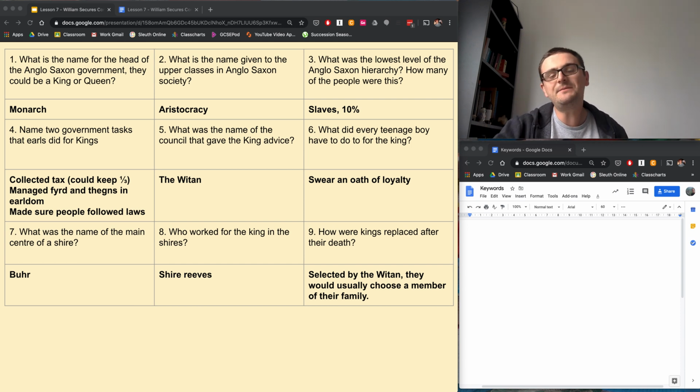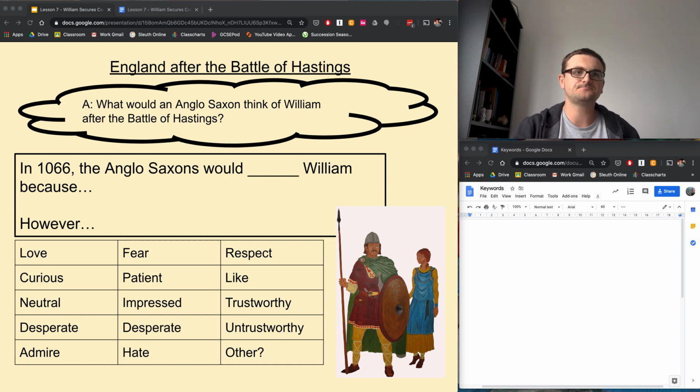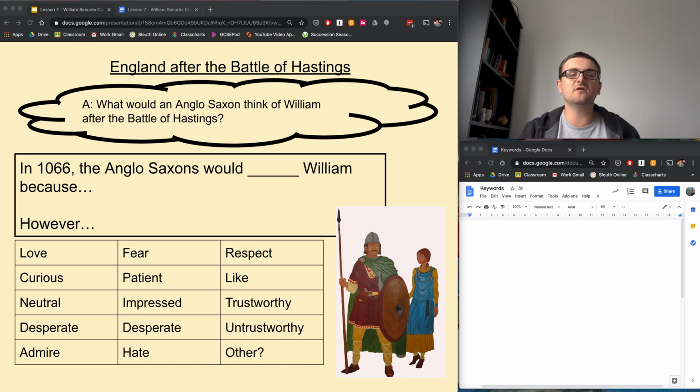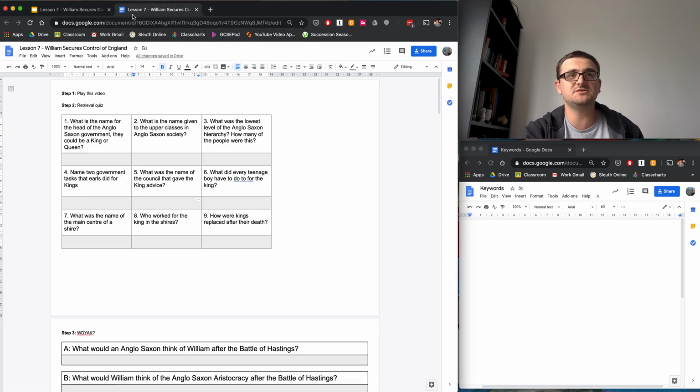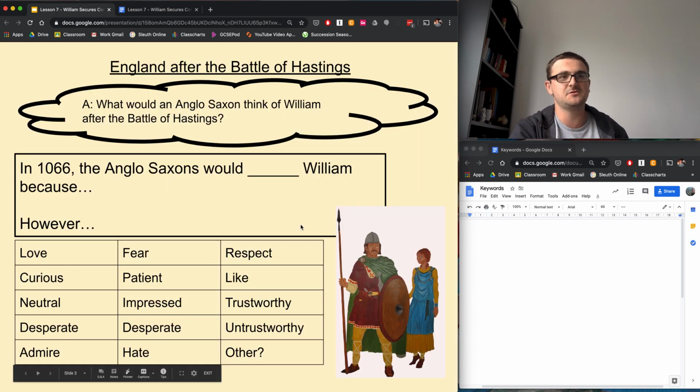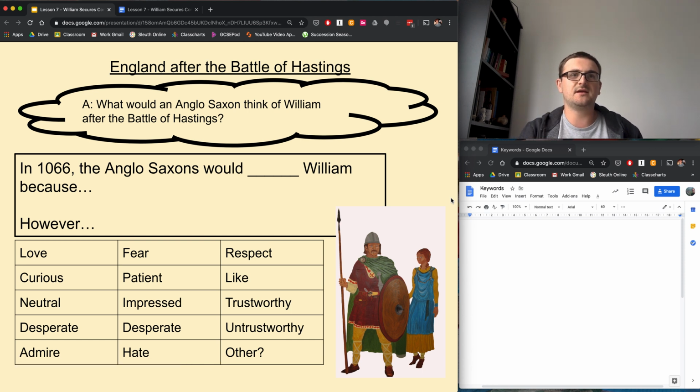Okay, now before we jump into today's lesson, I've got a couple of questions that I want to ask you first. The first one is this. Question A. What would an Anglo-Saxon think of William after the Battle of Hastings? Now, if you're doing this in the document, you've got a question box for you to do it there. Answer your question straight into that grey area next to question A. If you're doing it on paper, then write it down in a full sentence. What do you think an Anglo-Saxon would think about William after the Battle of Hastings?